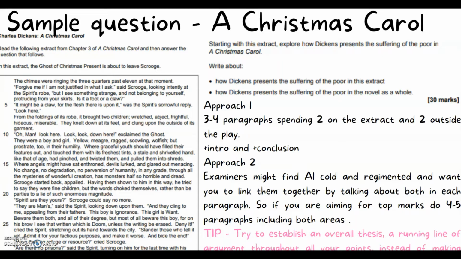So I talked about the 2 approaches in the previous video, so you can skip this if you've already seen it, but approach 1 is 3 to 4 paragraphs, spending 2 on the extract, 2 outside the extract. This is for people who want to just pass.